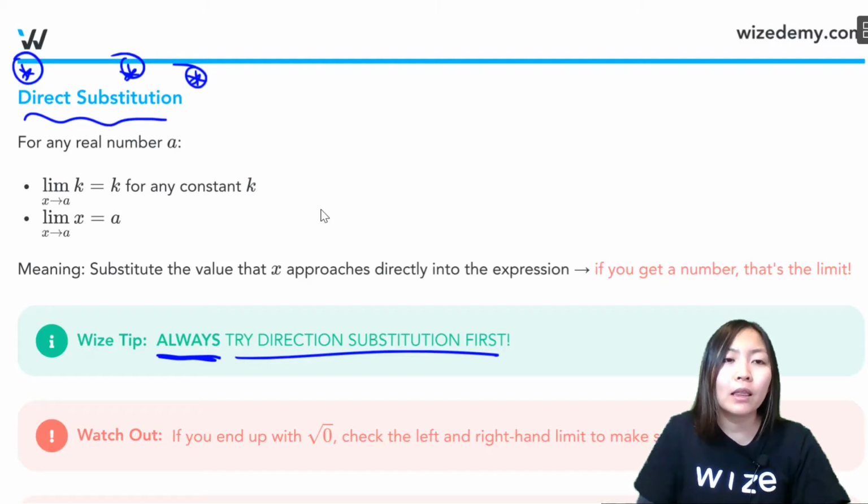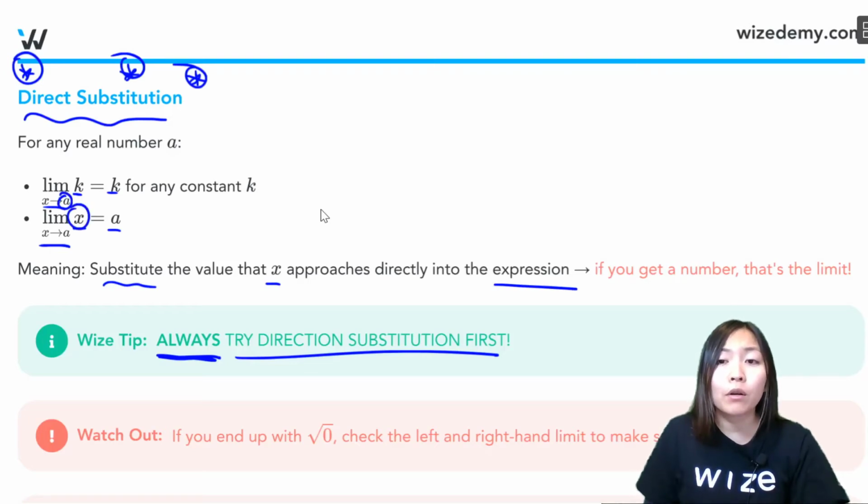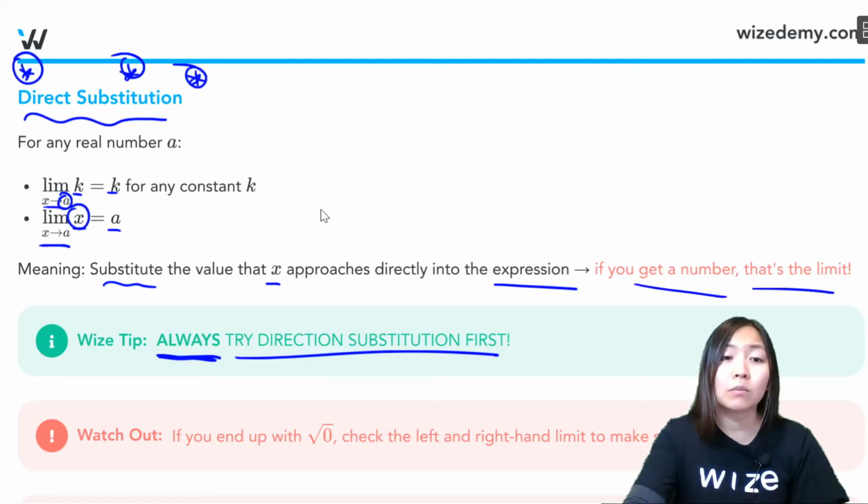Well, if I'm looking for the limit as x approaches a of a constant, that's just going to be the constant itself. And if I'm looking at the limit as x approaches a of x, that's going to be a itself. Meaning that whenever I'm given a limit, I always want to just substitute the value of x directly into the expression. So just take whatever x is and sub it into the expression if you can. If you get a number, that's it, that's your limit. If you get something weird, then we have to do a little bit more work. Okay, that's called direct substitution.